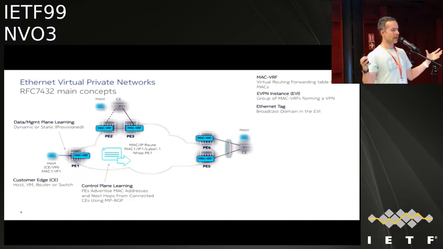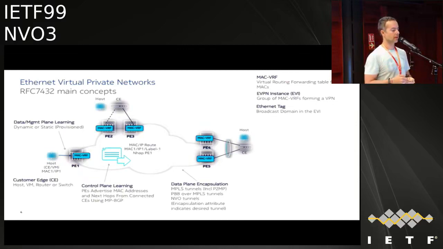Now, the tunnels that you have among all the PEs that are part of the same EVI can be anything. They can be MPLS tunnels, including point-to-multipoint for BUM traffic. We also support PBB encapsulation over MPLS tunnels. That's what we call PBB-EVPN. But we also support NVO3 tunnels. And nowadays, the most popular option is, of course, VXLAN.